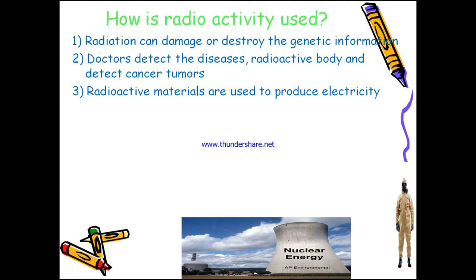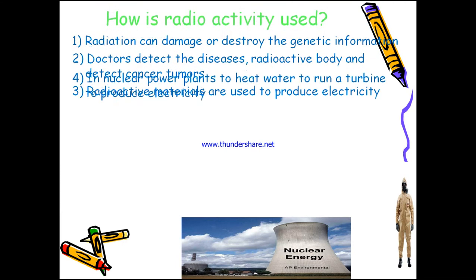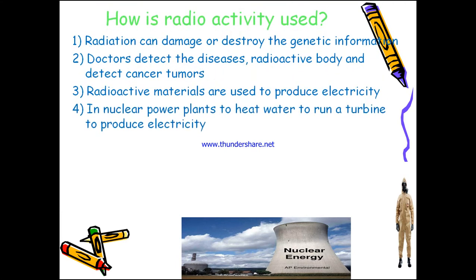Radioactive materials are used to produce electricity. Inside nuclear power plants, a high amount of heat energy heats water and produces a large amount of water vapor, which rushes out to rotate a turbine. When the turbine rotates, it is connected to a generator, and the generator rotates and produces electricity.